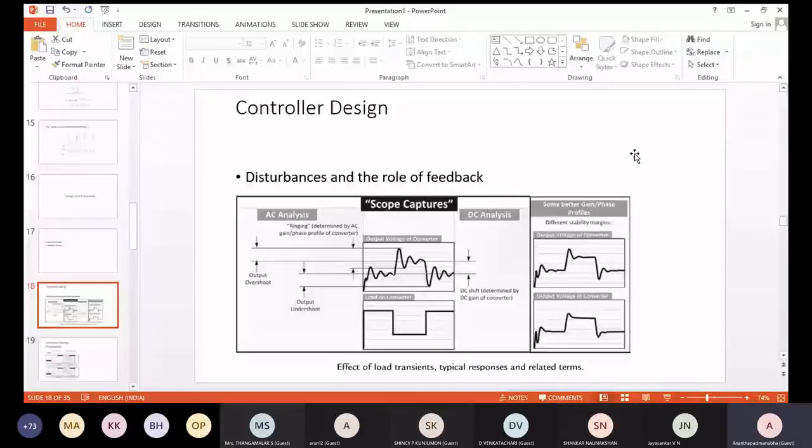As far as the buck converter is concerned, in essence, you can say that there are only two disturbances. To simplify our discussion at this point of time, these are the two very popular disturbances in any power converter design. One is input voltage disturbance. You can expect some disturbance in input voltage.